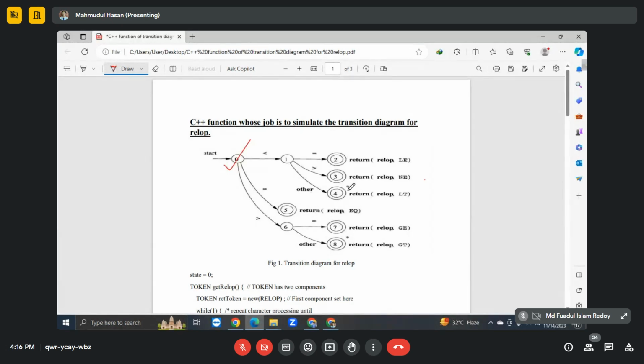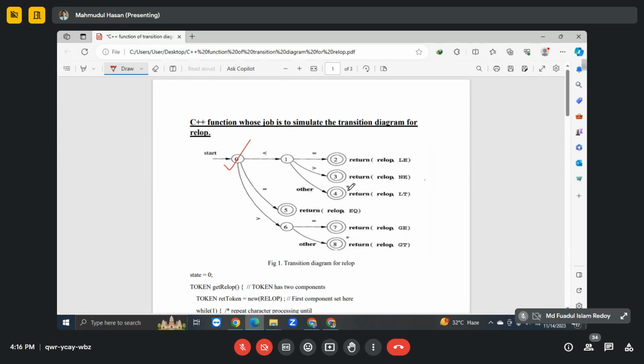It is very difficult to write the whole code of a transition diagram if the number of states is more than 3. Is it? Yes, sir. So my suggestion is to write the code of the start state.